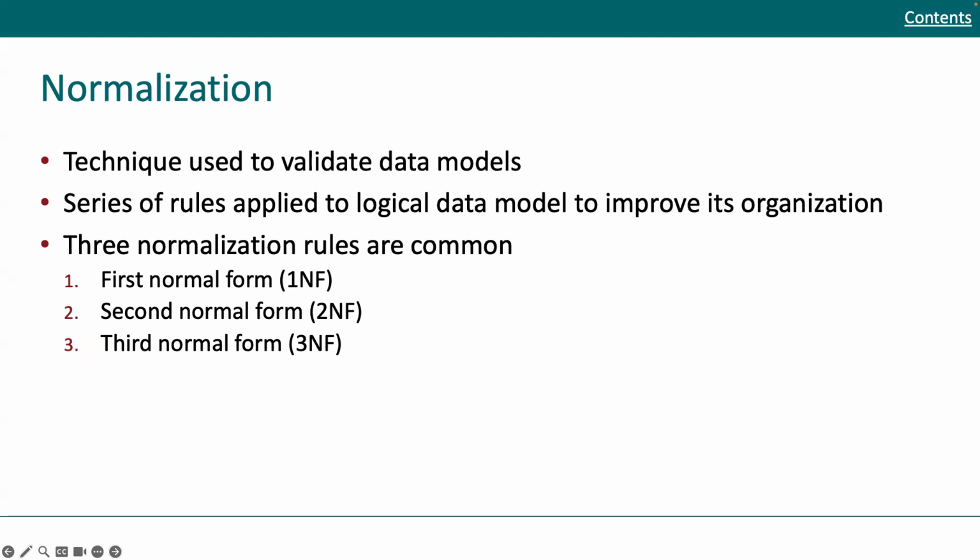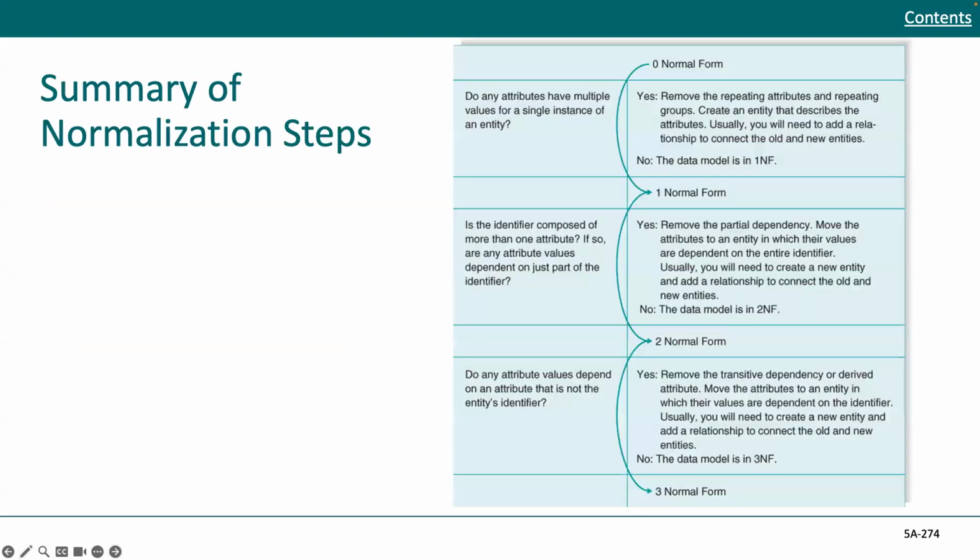Okay, well, let's continue to walk through this information. This is a flow diagram, if you will, of the normalization steps. And so we start with a zero normal form. And so are any attributes multi-valued for a single instance of an entity? If yes, remove the repeated attributes and repeating groups. Create an entity that describes the attributes. Usually you will need to add a relationship to connect the old and new entities. And if we have no, then the data model is 1NF.